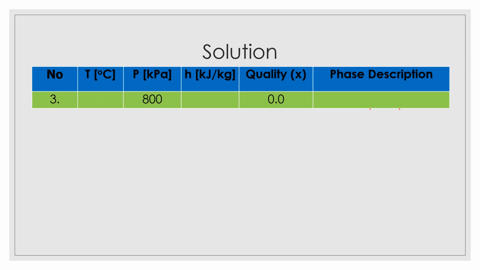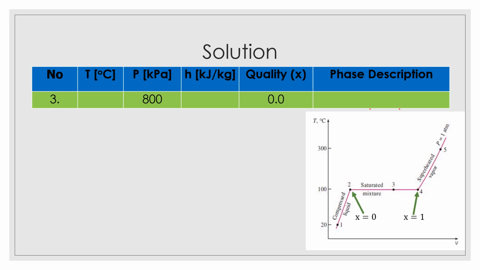Next, let's do question number 3. We are given P of 800 kilopascal and quality equal to 0, and we need to find temperature, enthalpy, and phase description. From this question, we can know the phase description automatically based on the value of the quality. If you still remember this graph, X equal to 0 is equivalent to the region of the saturated liquid. So straight away, without referring to the other information, we know the answer is saturated liquid.